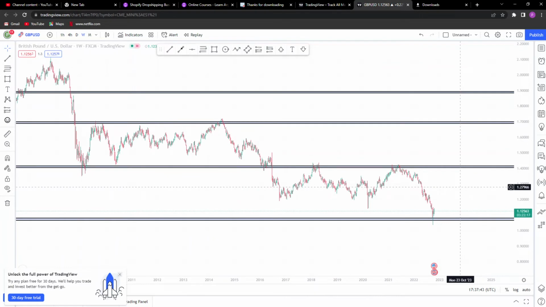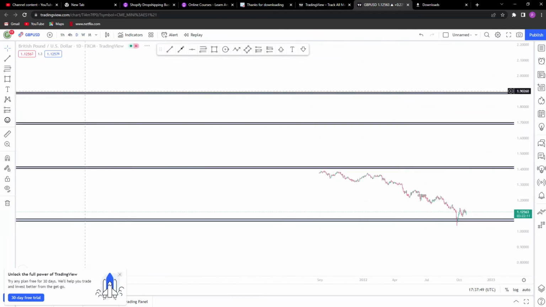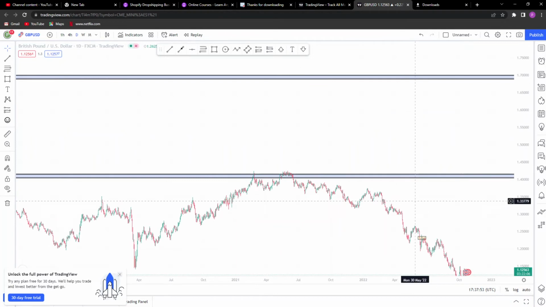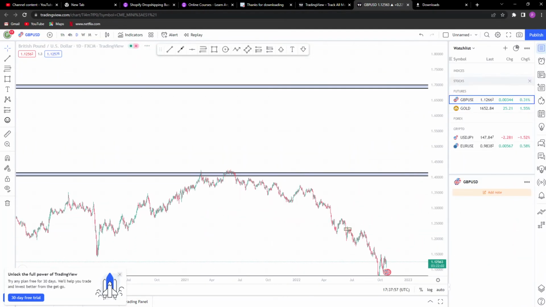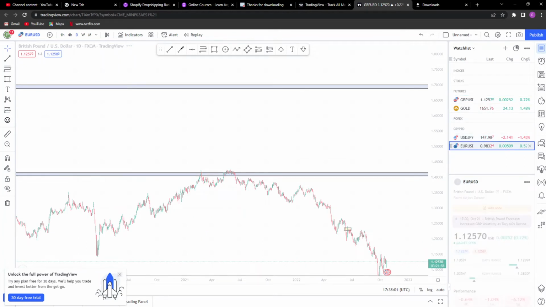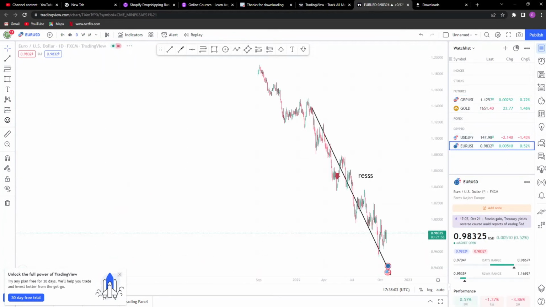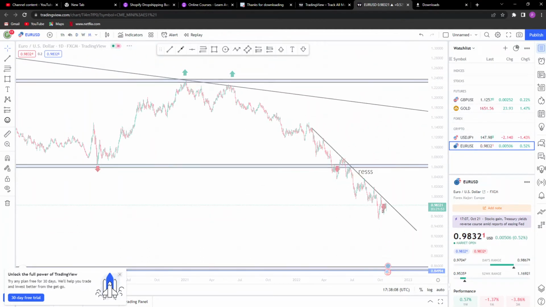So I hope you've been able to identify how to mark out your zones. You want to go down on the daily and see how those zones look. They don't look too thick. So let's take another pair. Let's take EU, Euro USD. I think I already had zones.